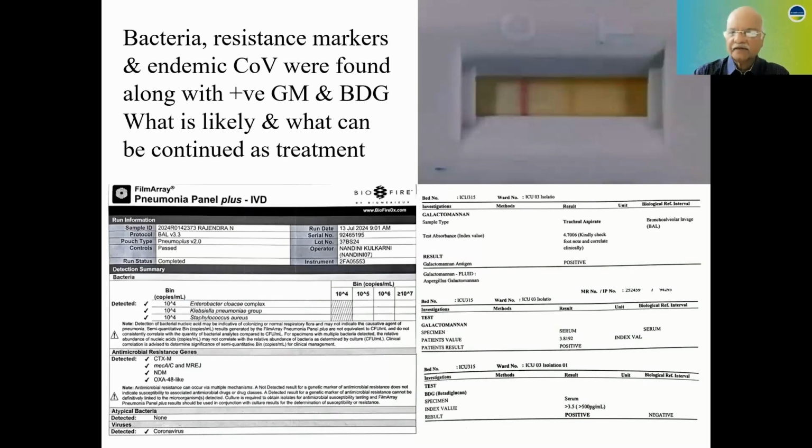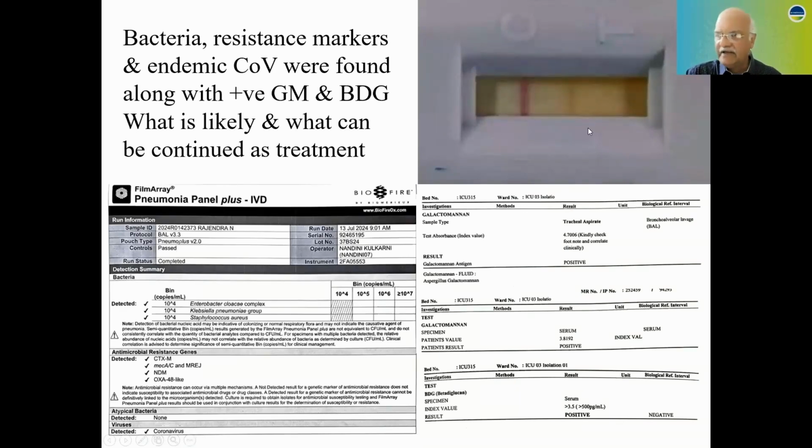Now, these are the results of his lower respiratory panel. So you have bacteria, you have certain resistance markers. So you have 10 raised to 4 bin values of Enterobacter cloacae, Klebsiella pneumoniae, and Staph aureus. You have CTX-M. Again, Dr. Septimus told us of the Ambler classification. So you have CTX-M, the mecA obviously, and MREJ came from the Staph aureus. NDM and OXA-48-like was also detected, which obviously came from these gram-negative organisms. Additionally, endemic coronavirus was also found.